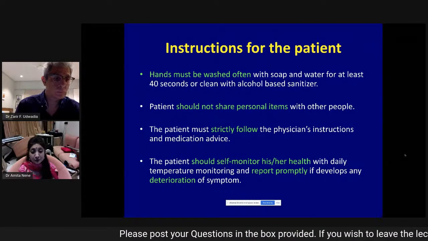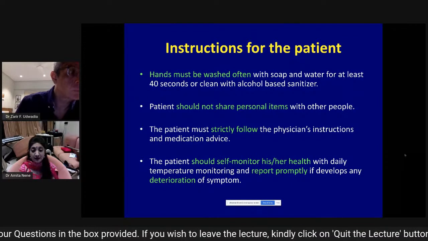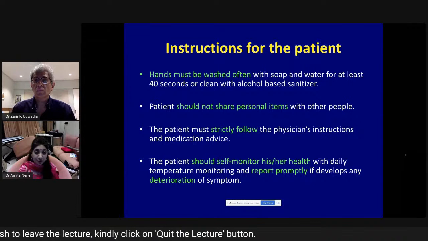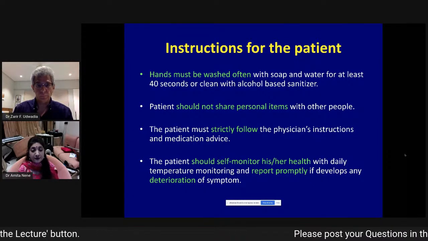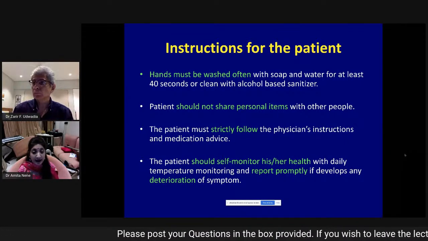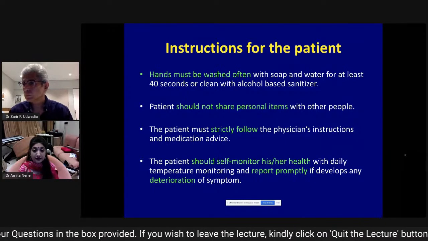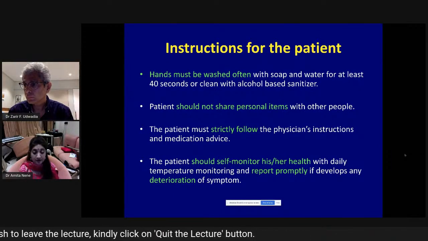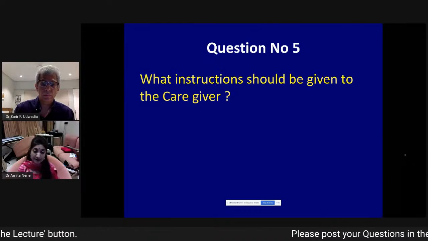The hands must be washed often with soap and water for at least 40 seconds, or they should clean with alcohol-based sanitizer when they are going to be touching things around. The patient should not, of course, be sharing personal items with other people of the house who are not infected. The patient must strictly follow the physician's instructions and medication advice, and should be self-monitoring his or her health with daily temperature monitoring and should report promptly if there is any worsening or deterioration of the symptoms. Okay, so we know what to tell the patient.